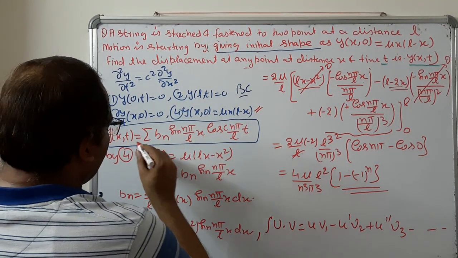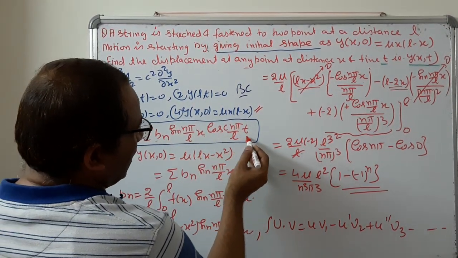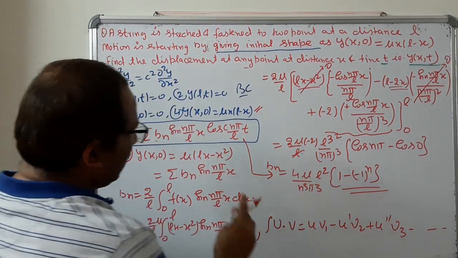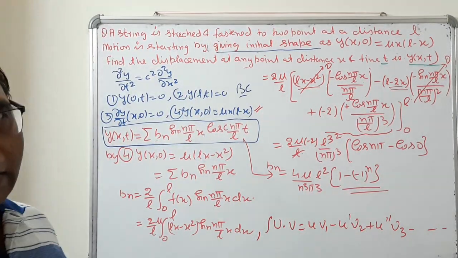So this is the final answer. The y of x, t equals sigma bn sin(n pi x upon L) cos(n pi t upon L), where bn is equal to this one. This is the final answer.